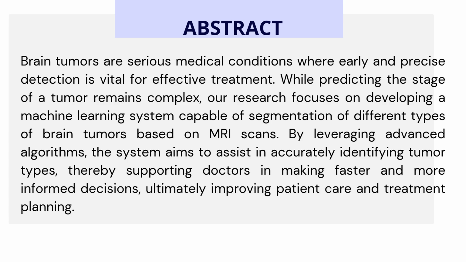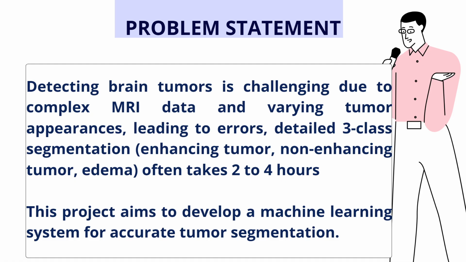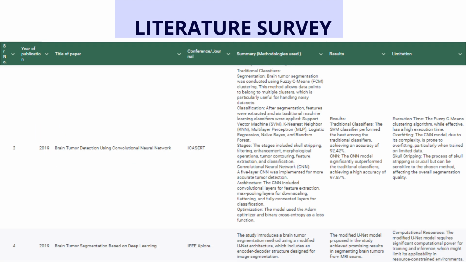Brain tumors are a very serious medical condition where early and precise detection is vital for effective treatment. Predicting the stage of tumor remains complex. Our research focuses on developing a machine learning system capable of segmentation of different types of brain tumors based on MRI scans. The main problem is doctors take about 2 to 4 hours for segmentation of tumor, and our model will be doing it in only a couple of minutes. This is the literature survey that we have done for our project.